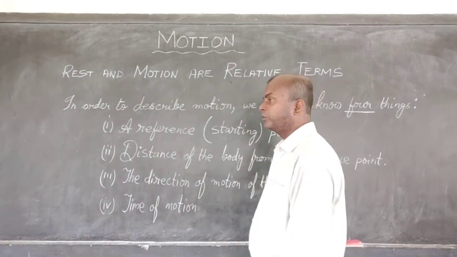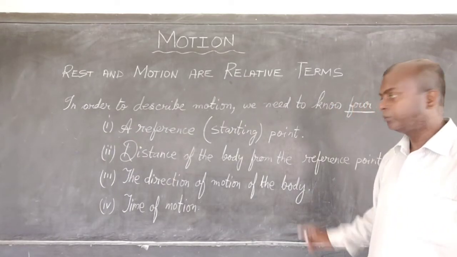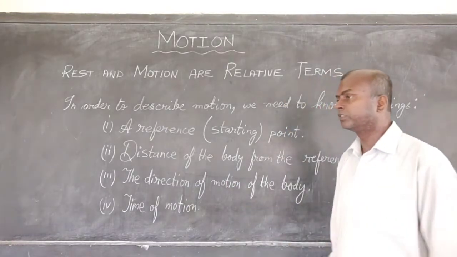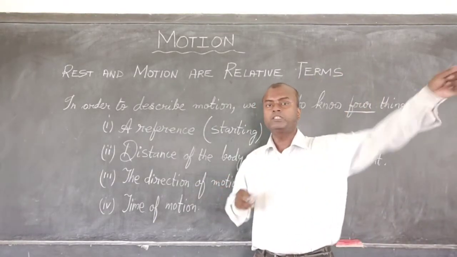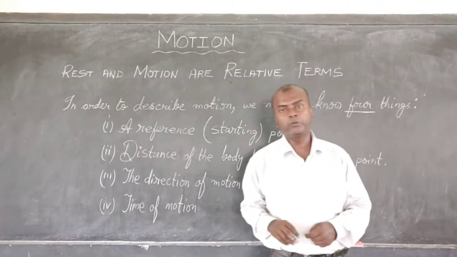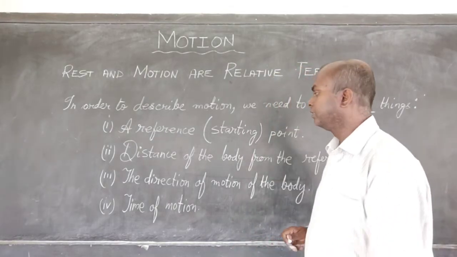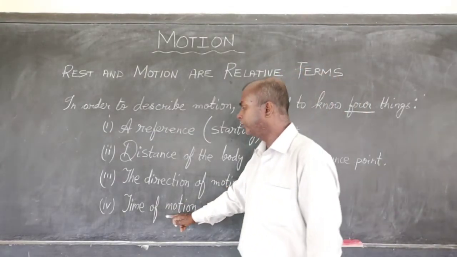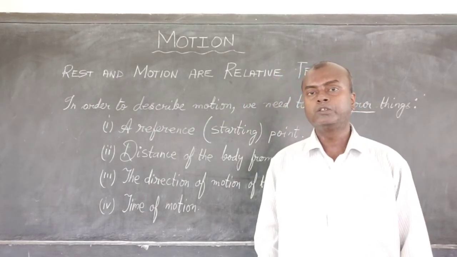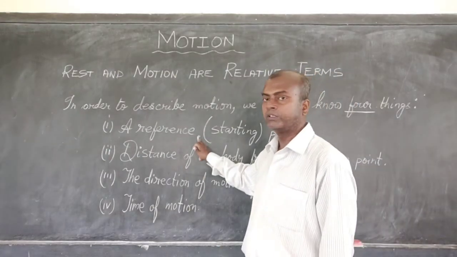Second thing that you have to know is the distance of the body from the starting point. Okay, we will come to it. Third thing, the direction of motion from the reference point. Which direction, this direction, behind it, which direction the body is moving, that is also important while describing a motion. And the last thing is time of motion. How much time the body is taking to move from a particular reference point. So let us come to the first one, reference point.